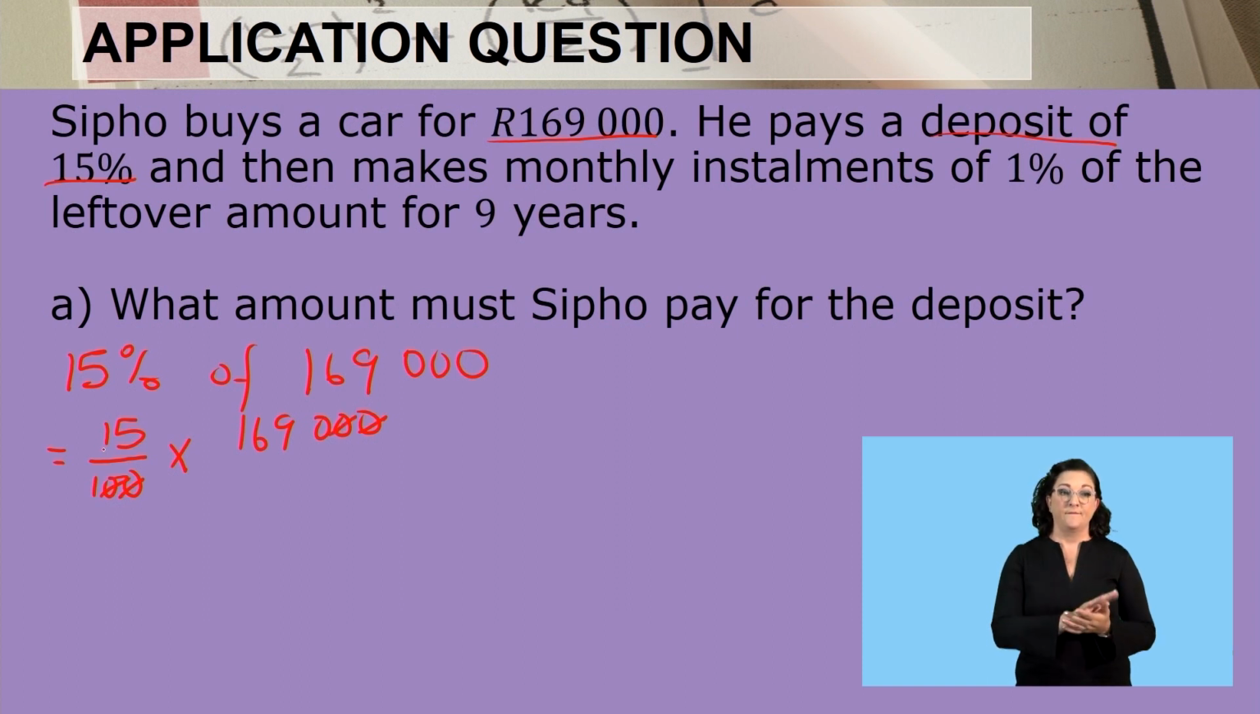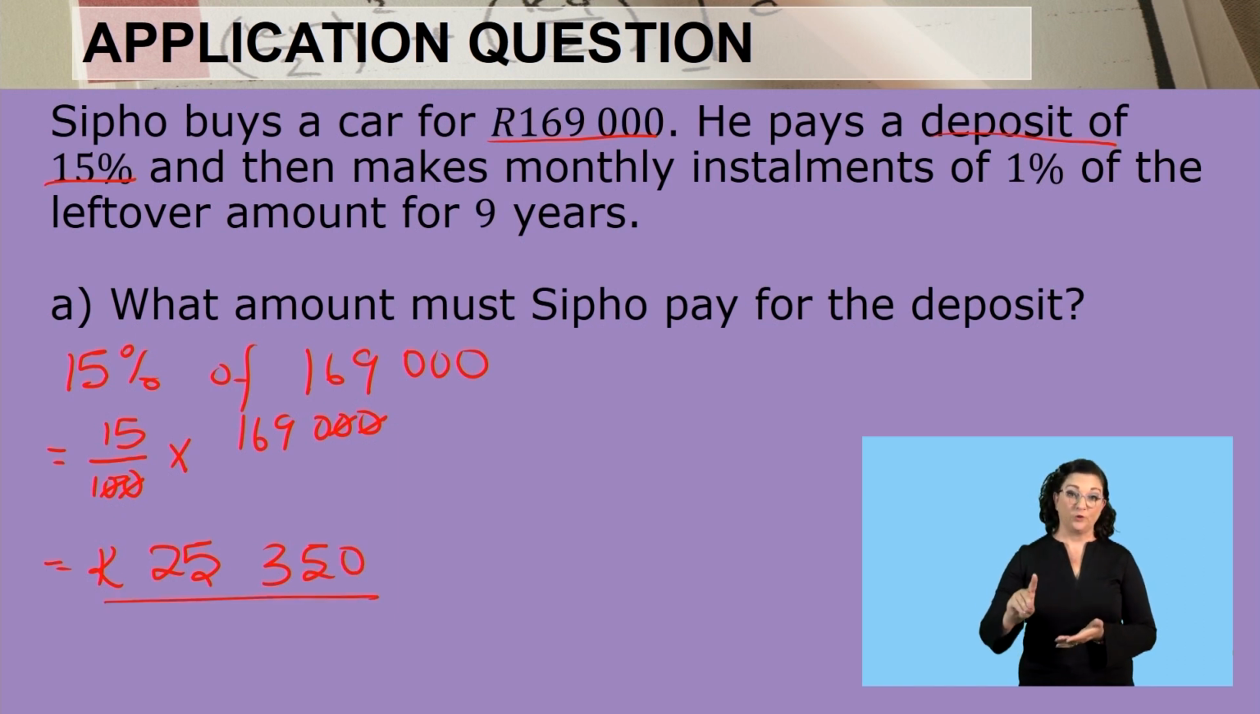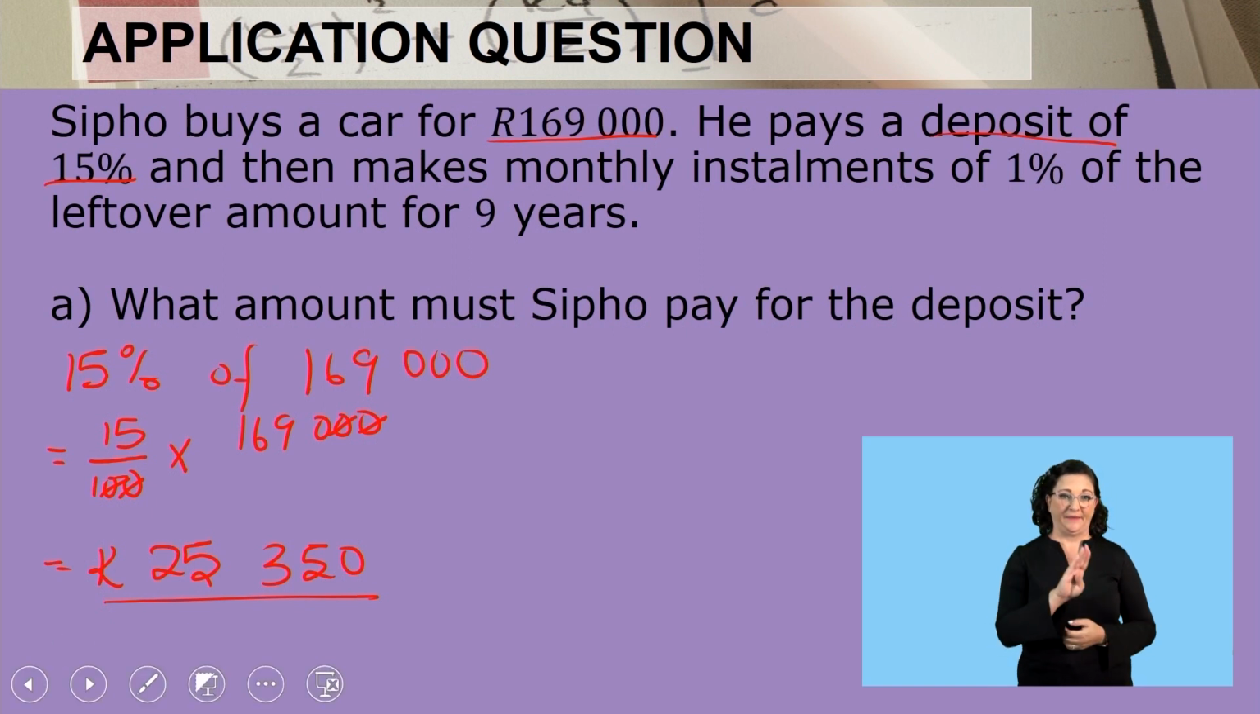Now we have 15 multiplied by 1,690. And what do you get? Yes, we're getting 25,350 rand. So Sipho's deposit for the car is 25,350. Does it make sense? 15% of 169,000, which is the deposit, is 25,350. Let's move on to B and C.